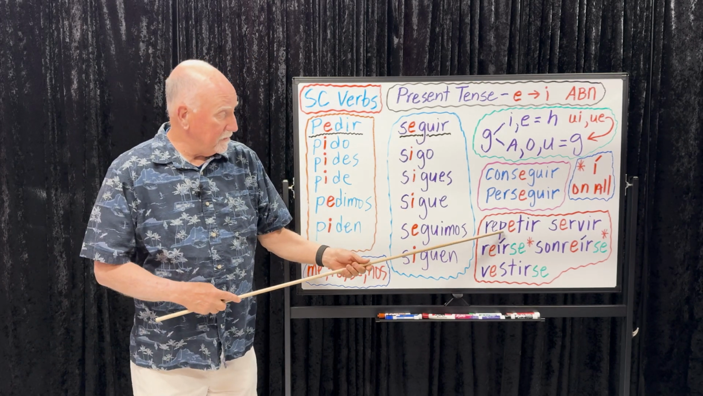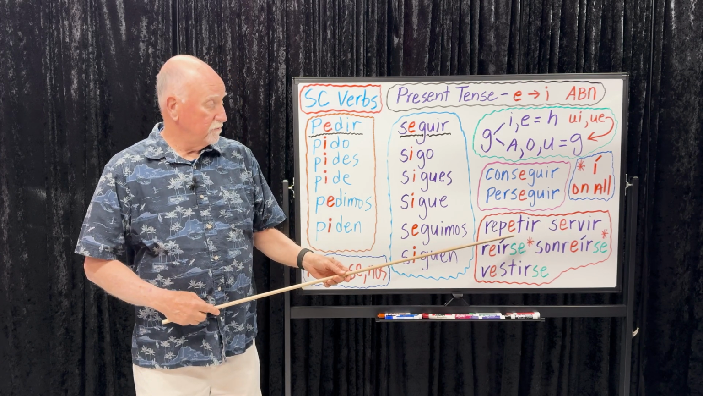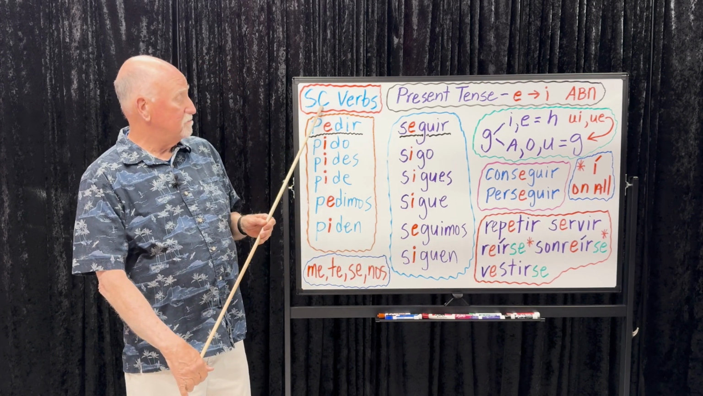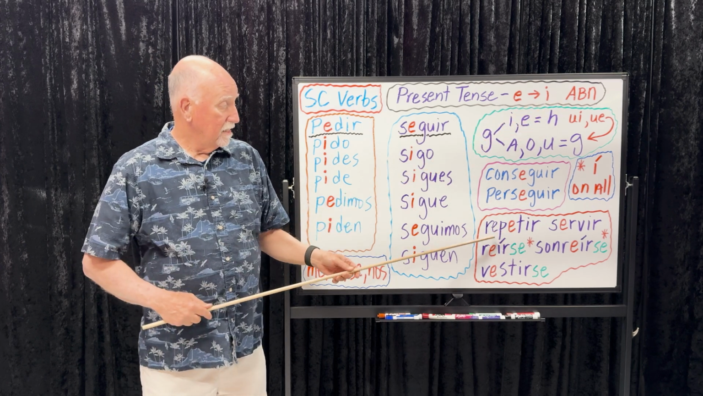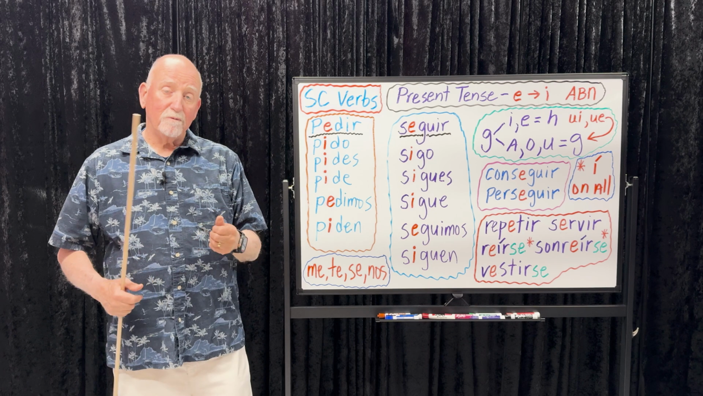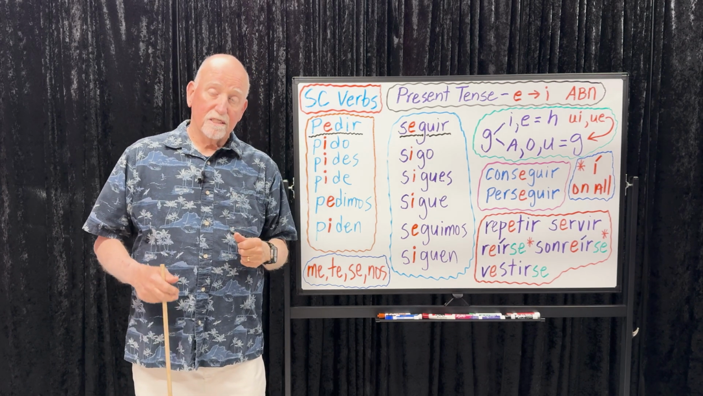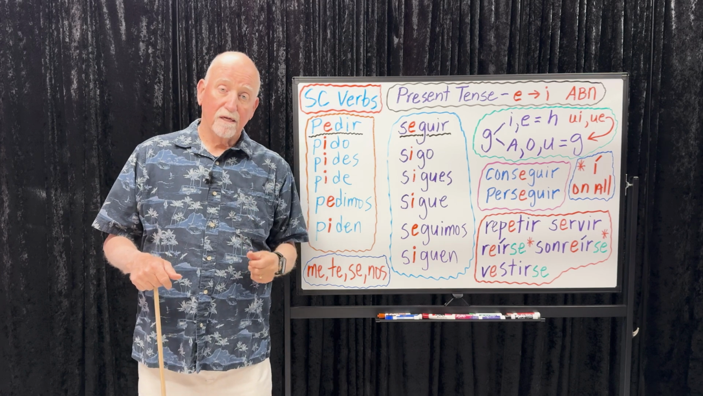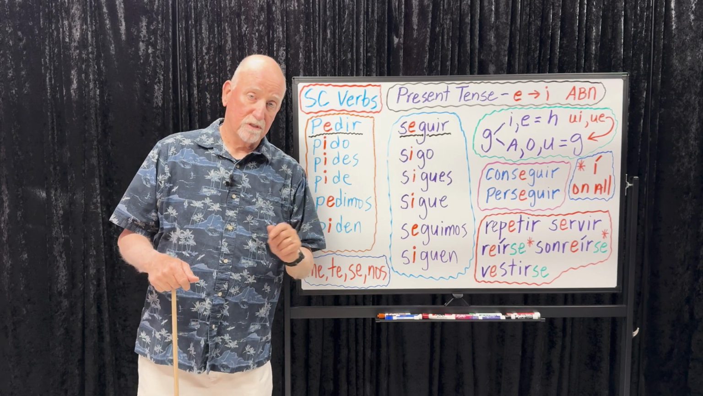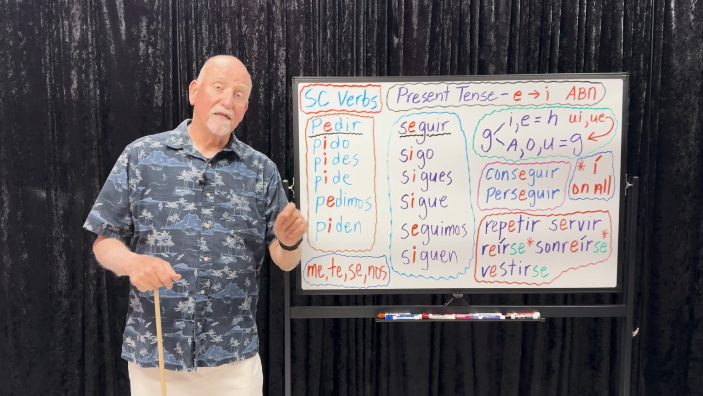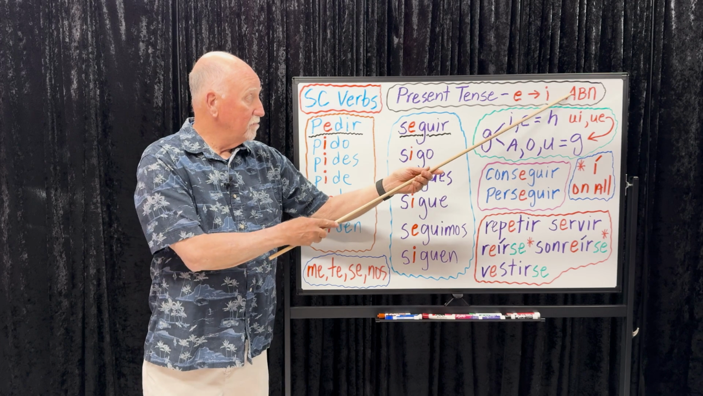Now, repetir and servir, straight, regular verbs, except we have the stem change. The E changes to I in all but nosotros. Repetir is to repeat. I repeat, repito. You repeat, repites. She repeats, repite. We repeat, it doesn't change, repetimos. They repeat, repiten. So the E changes to I in all but the nosotros.